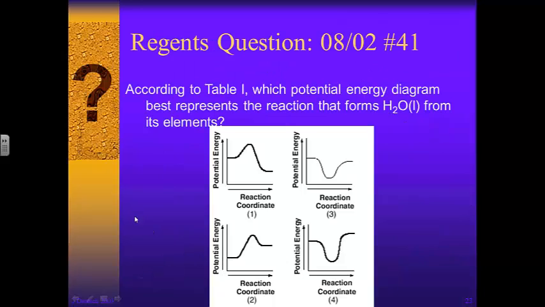According to Table I, which potential energy diagram represents the reaction that forms H2O liquid from its elements? Not the gas, but the liquid. Notice that there's a negative delta H. The reaction is exothermic, which is choice 1.